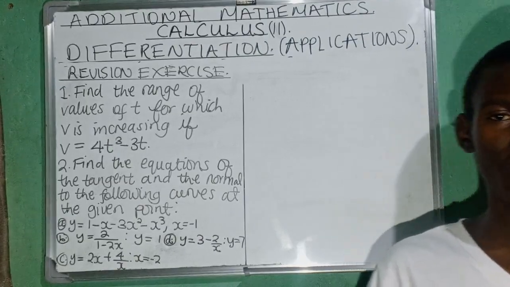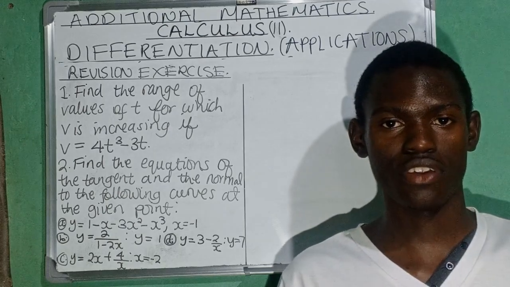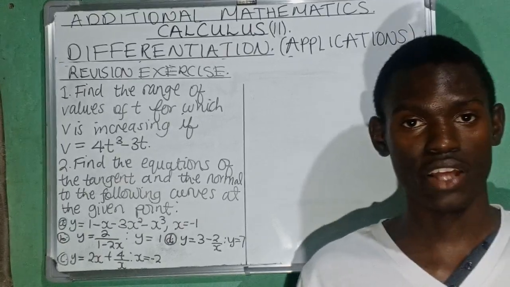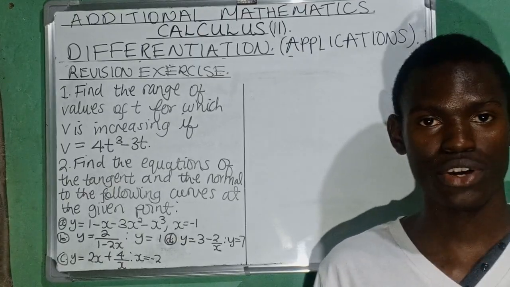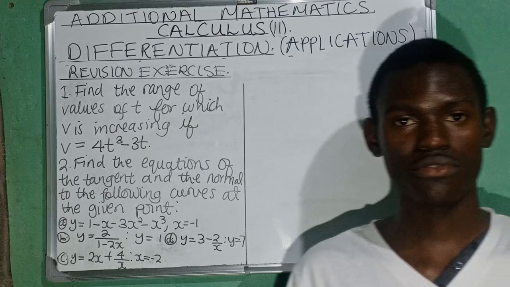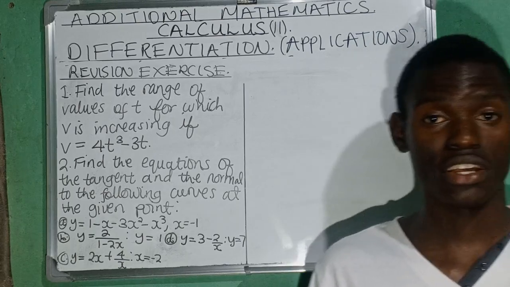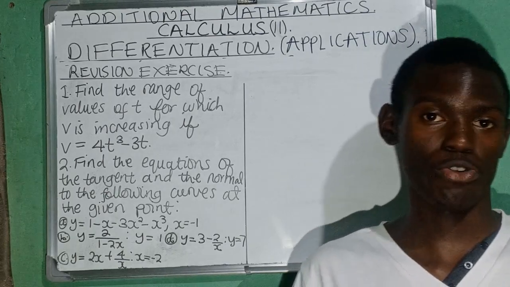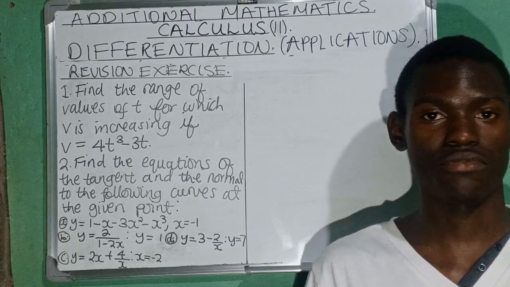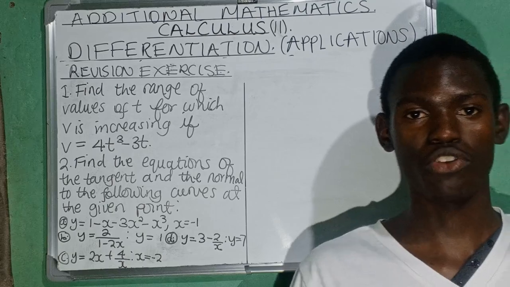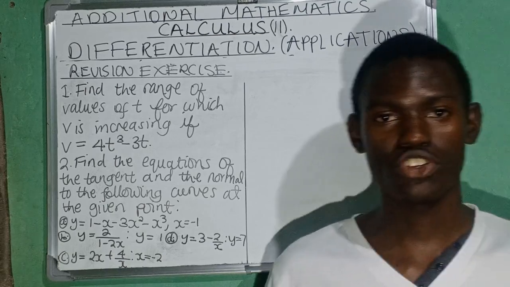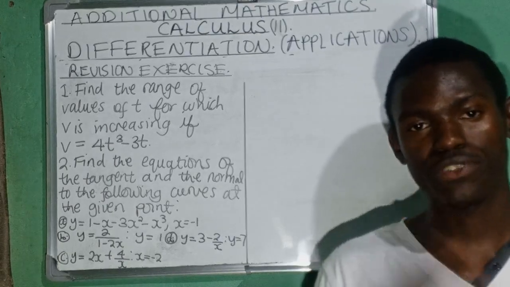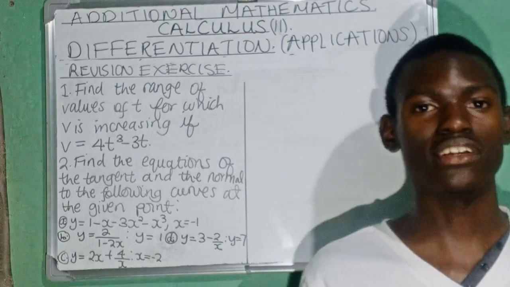Alright, in this video we are now having a revision exercise on what we have looked at so far under Calculus 2. We have looked at increasing and decreasing functions, and we have also looked at equations of the normal to the curve and tangent to the curve. Alright, so in this video we're only going to do question 1. Then in the next video we're going to do question 2, which has 4 sub-questions, A, B, C, and D.